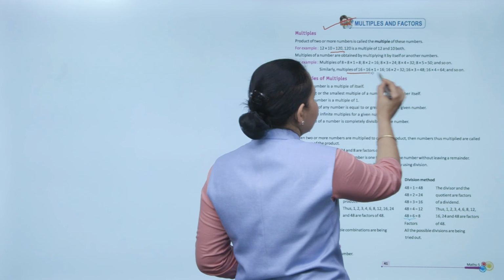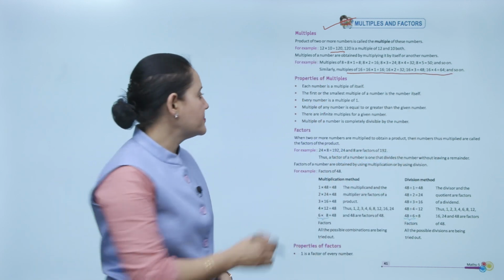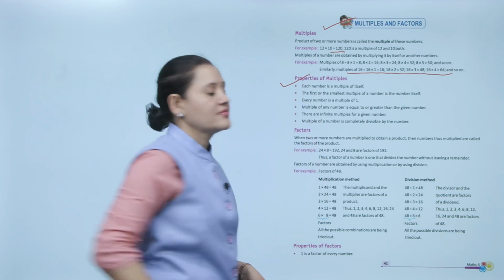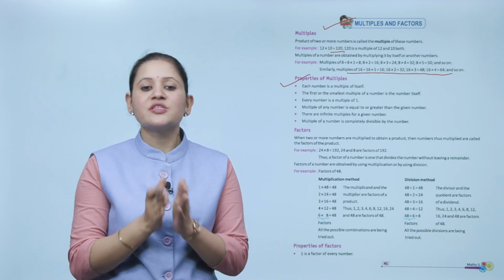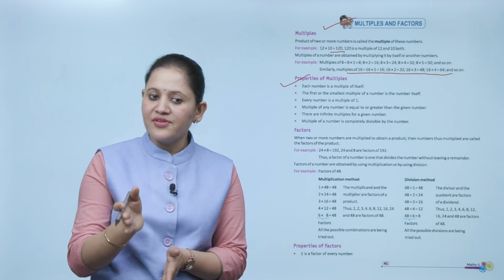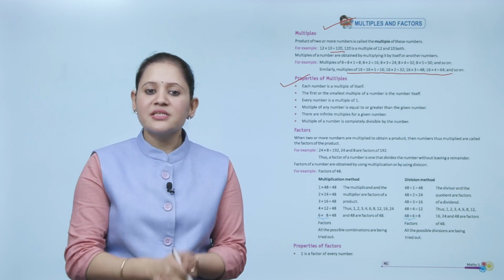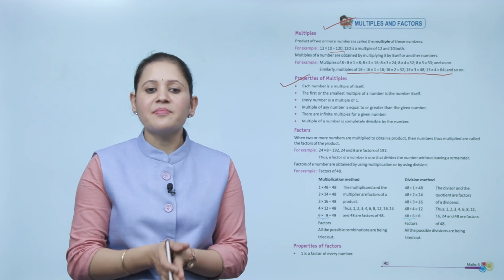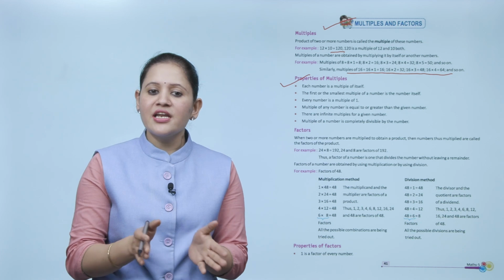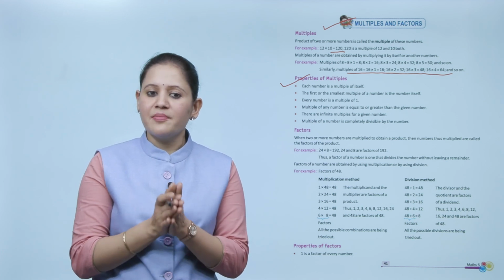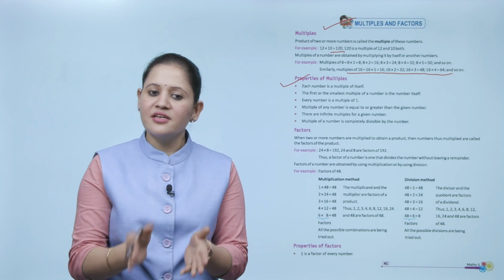Here, the multiples of 16 are given. So, properties of multiples. Each number is a multiple of itself. The first or the smallest multiple of a number is the number itself. What will the smallest multiple be? The number itself. Every number is a multiple of 1. A multiple of any number is equal to or greater than the given number. There are infinite multiples for a given number. Multiples of a number are completely divisible by the number.